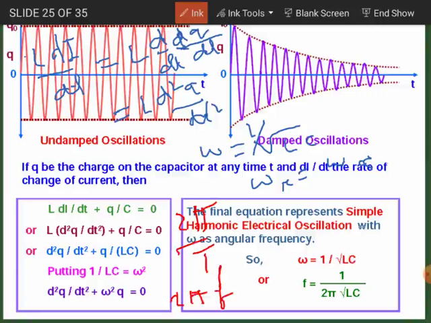So your f can be expressed as, twice pi f will be equal to 1 by root over of LC. So if you want to express it as f, then twice pi needs to go downward to the denominator, so that it will be equal to 1 by twice pi root over of LC. Got it?